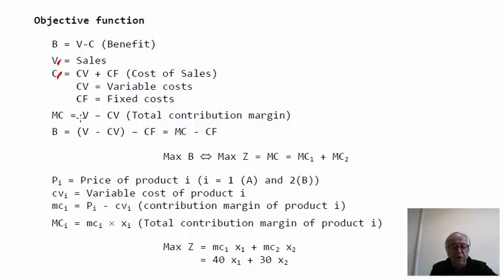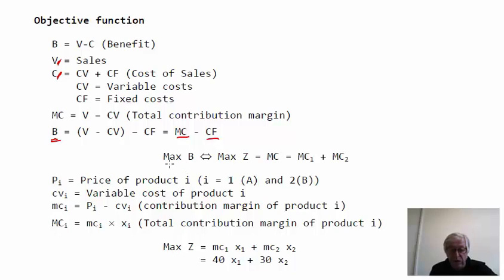Now, in this way, we can define this quantity MC, which stands for total contribution margin, which is the difference between the sales and the variable costs. So this means that we can rewrite the benefit as we show here, that is the difference between the total contribution margin less the fixed costs.